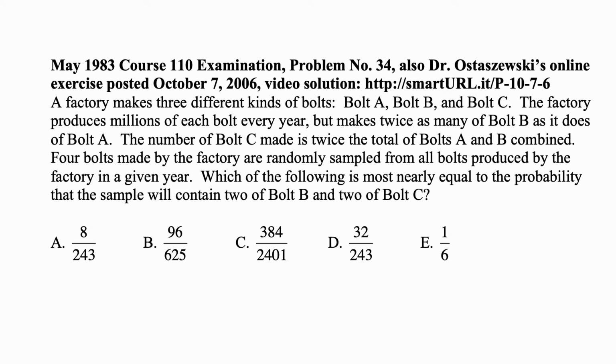Here's a problem for today for exam P on probability. A factory makes three different kinds of bolts. Bolt A, bolt B, and bolt C. The factory produces millions of each bolt every year, but makes twice as many of bolt B as it does of bolt A. The number of bolts C made is twice the total of bolt A and B combined. 4 bolts made by the factory are randomly sampled from all bolts produced by the factory in a given year. Which of the following is most nearly equal to the probability that the sample will contain 2 of bolt B and 2 of bolt C?